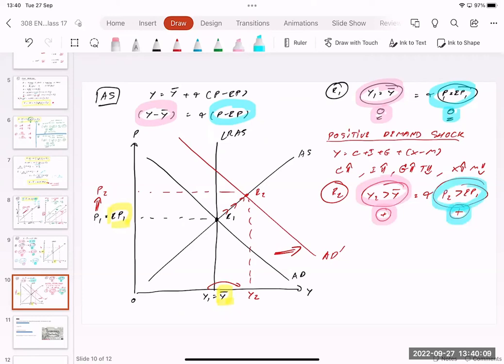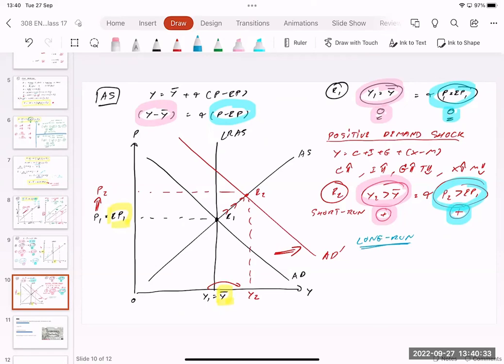This is moving from equilibrium point E1 to E2. This happens in the short run. Let me write it down here. This short run, I'm showing in the red color. Next, I'm going to show you the long run by using the blue color.